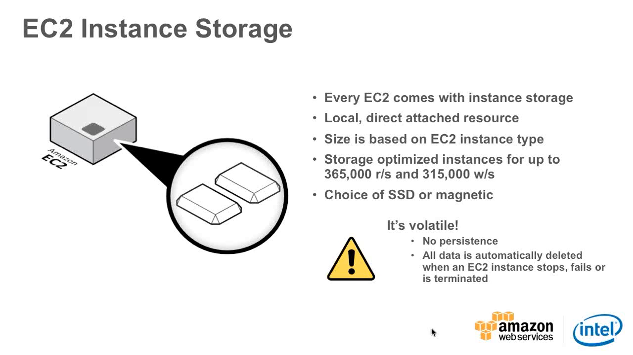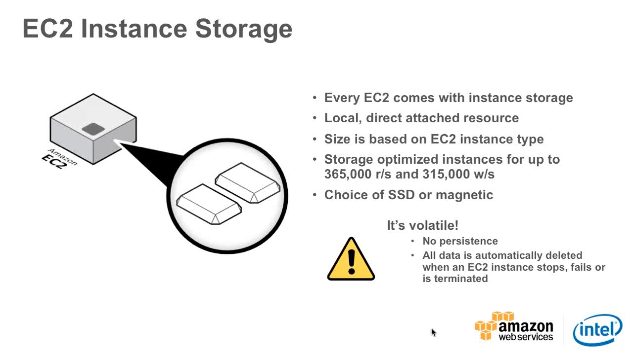Now, every one of these EC2 instances, with a few exceptions of smaller instances, always comes with a so-called instance storage. This is a local, directly attached storage resource that you get with your virtual server. Now, the size of that instance storage depends on which virtual server, which EC2 instance type you are selecting.